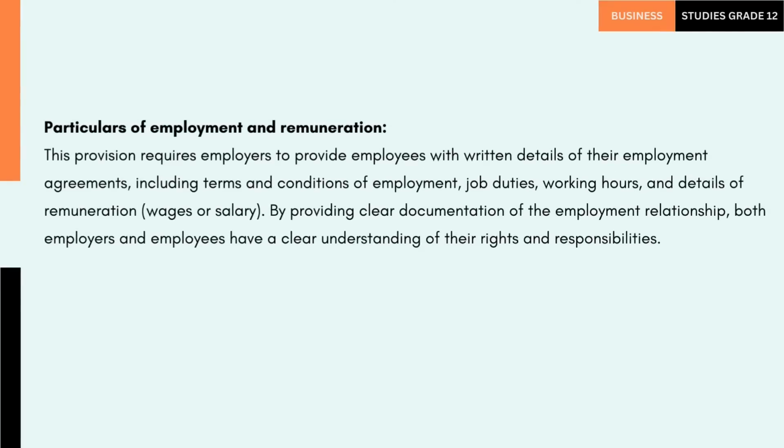3. Particulars of employment and remuneration. This provision requires employers to provide employees with written details of their employment agreements, including terms and conditions of employment, job duties, working hours, and details of remuneration, wages or salary. By providing clear documentation of the employment relationship, both employers and employees have a clear understanding of their rights and responsibilities.